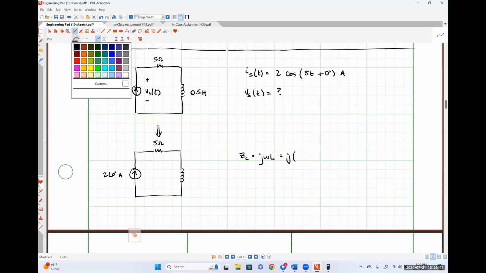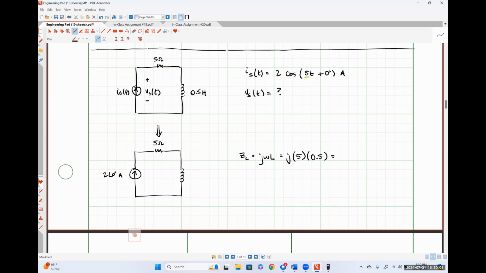Omega is always the thing that's multiplying by t inside of our cosine function. In this case, 5 radians per second. So omega is 5. L is 0.5. So what's that come out to be? 2.5, J? Yep, so J 2.5 ohms.